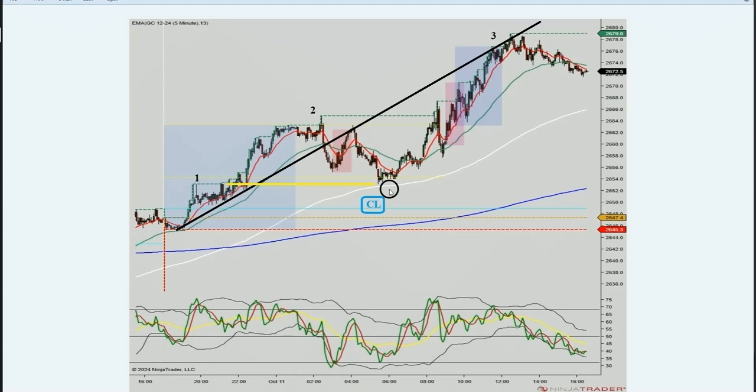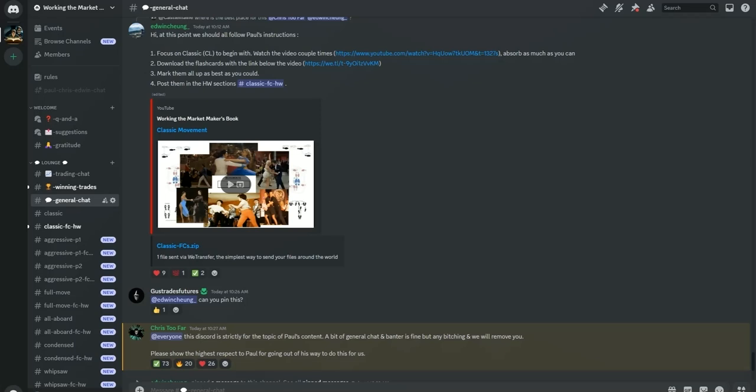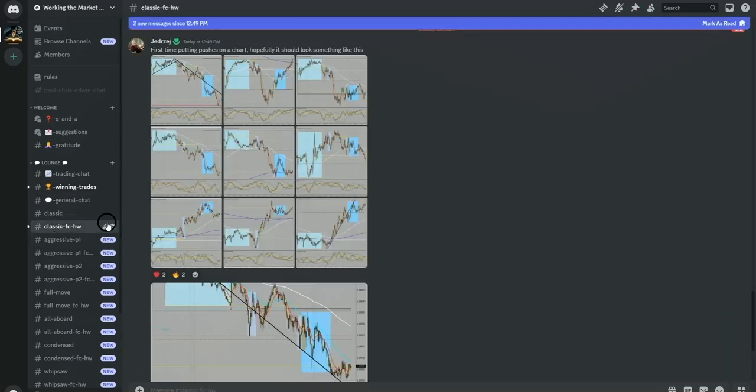And if you see something that looks like a classic, take a screenshot of it, mark it up, and then post it into, let me see, where is it? Post the flashcard right in here. Whoa, look at this stuff. Somebody's been in here already. So post your flashcards that you make in here. This looks like some of the things I've done.